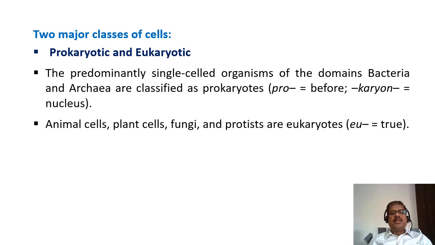There are two major classes of cells, namely prokaryotic and eukaryotic. Cells fall into one of the two categories. The predominantly single-celled organisms of the domains bacteria and archaea are classified as prokaryotes. Animal cells, plant cells, fungi, and protists are the eukaryotes.